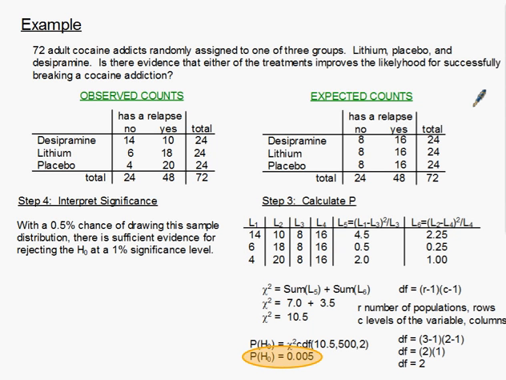Now we have a 0.5% chance of drawing the sample, so there is sufficient evidence for rejecting the null hypothesis at a 1% significance level. All right, so there is a difference. These aren't all the same. There is a significant difference. What we'd like to know is actually which one makes the most difference.